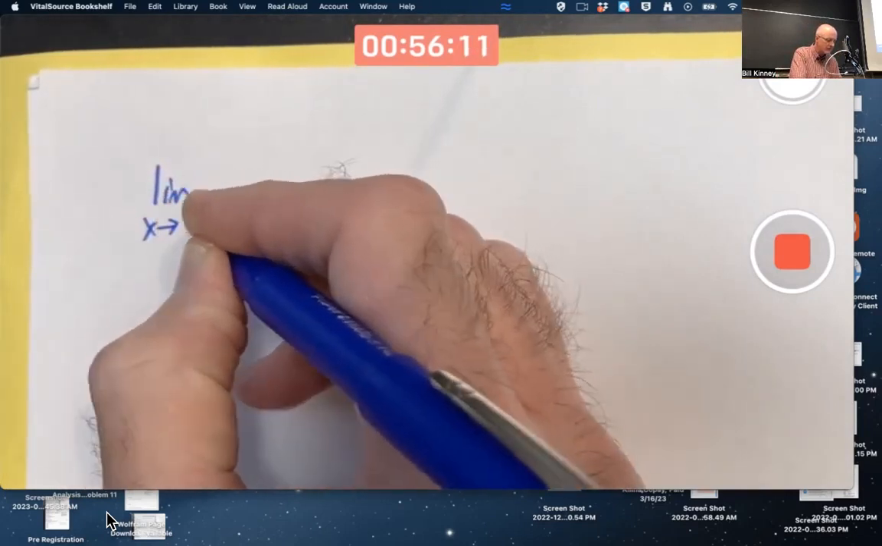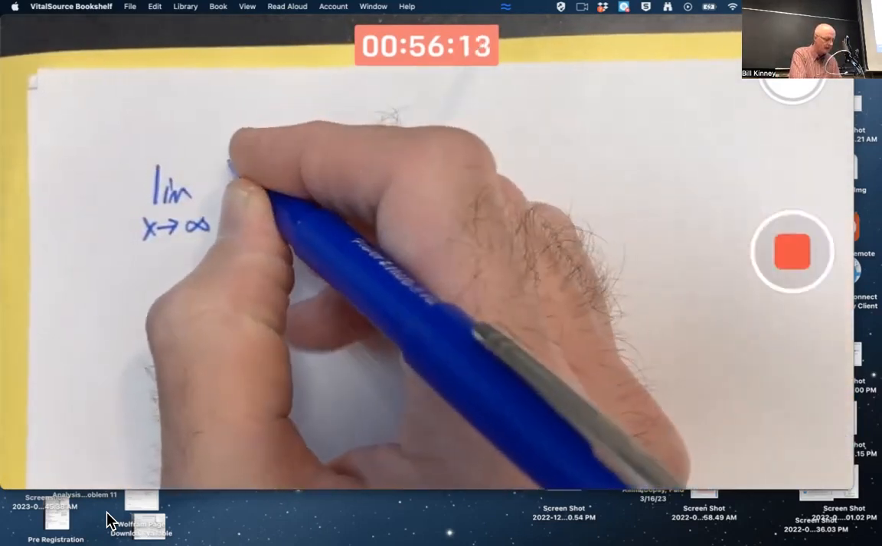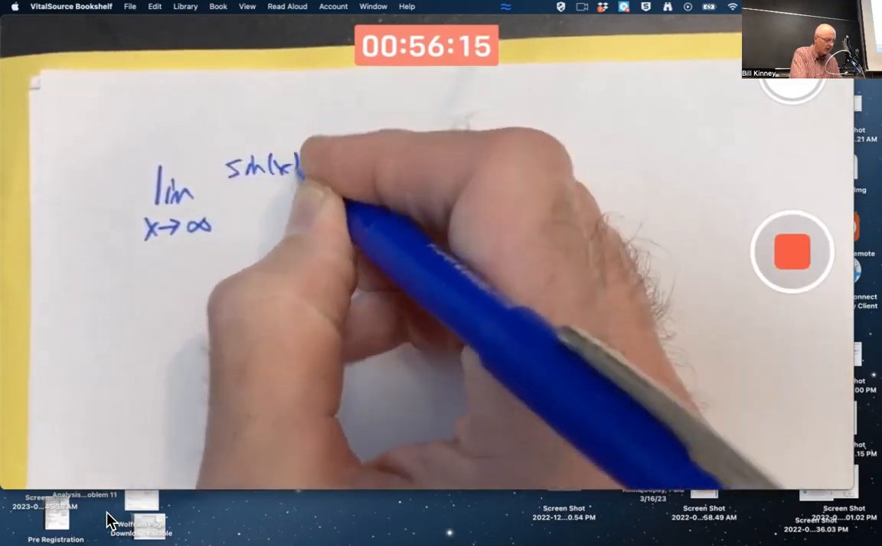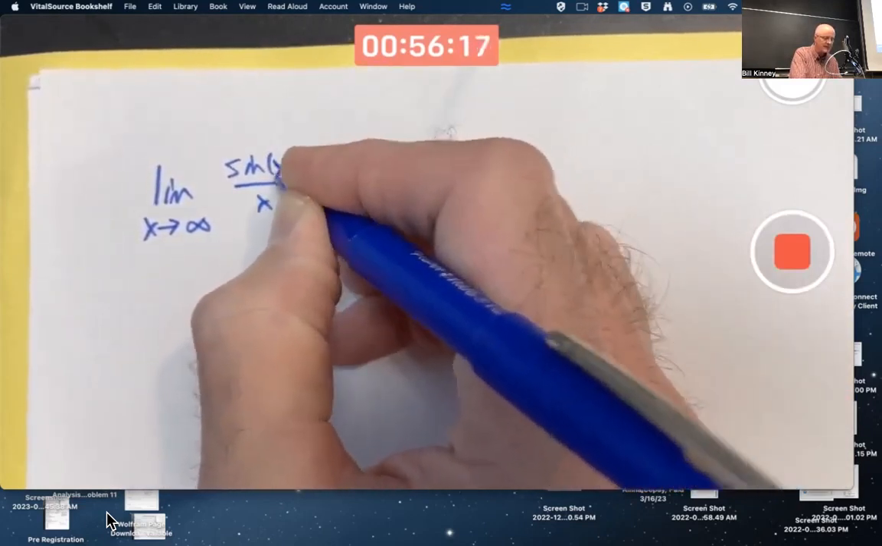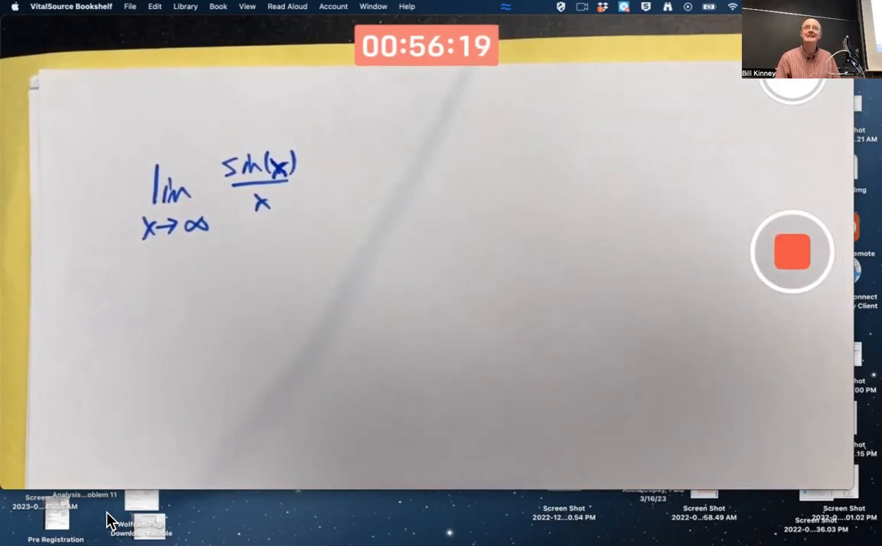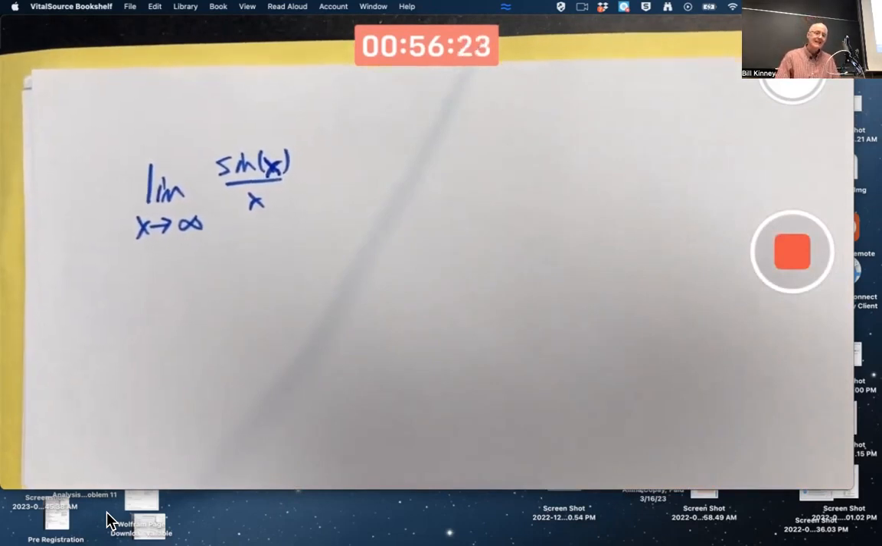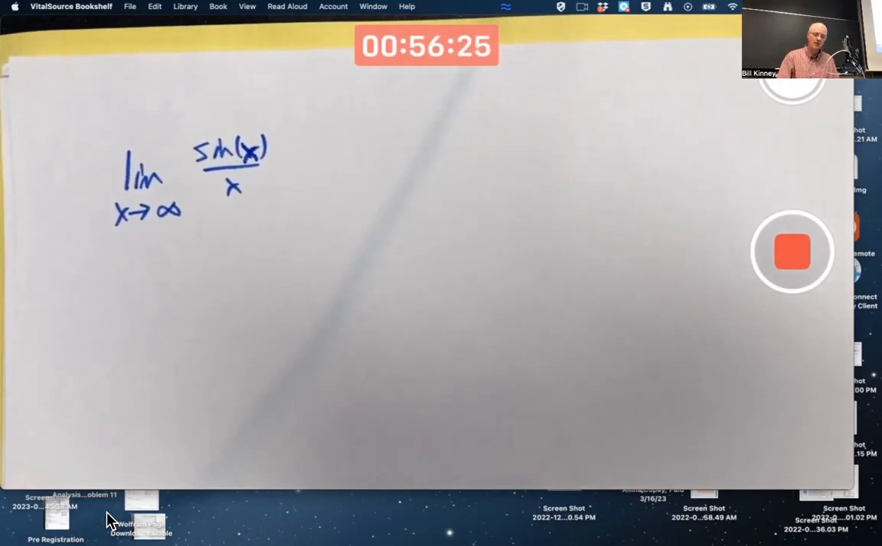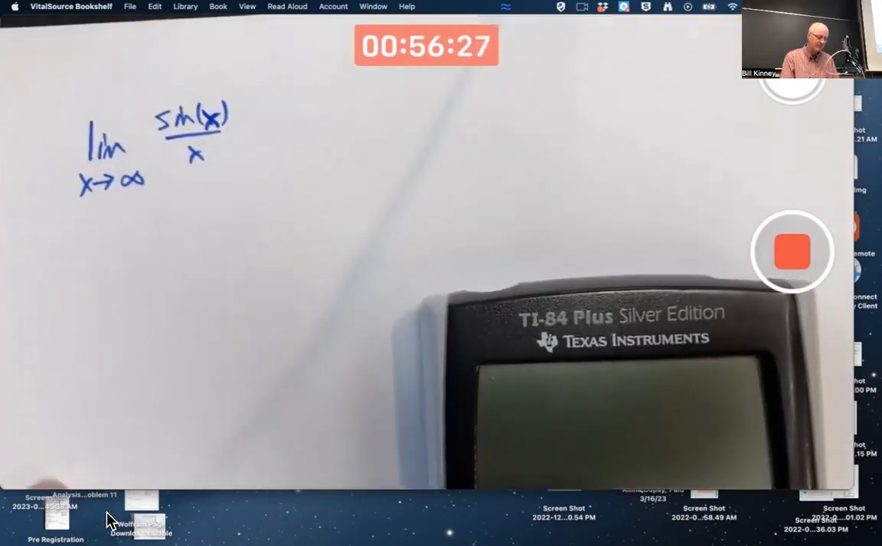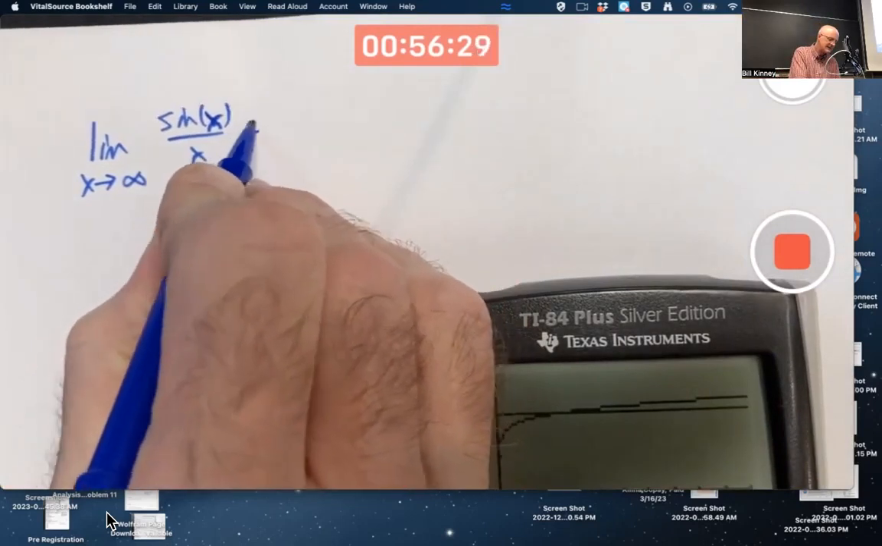The limit as x goes to infinity of sine of x over x. Note that this is not the same as sine of 1 over x. It is a function whose graph does cross its horizontal asymptote. This limit, in fact, is 0.